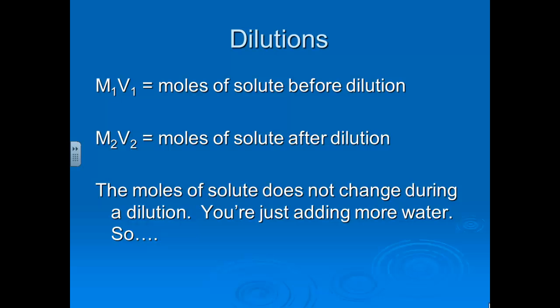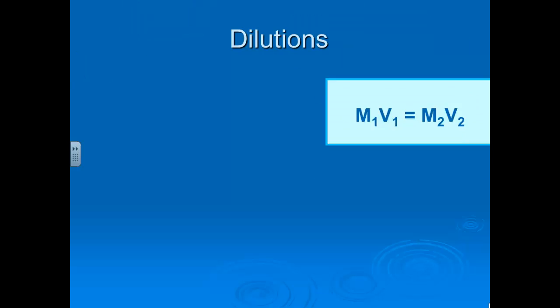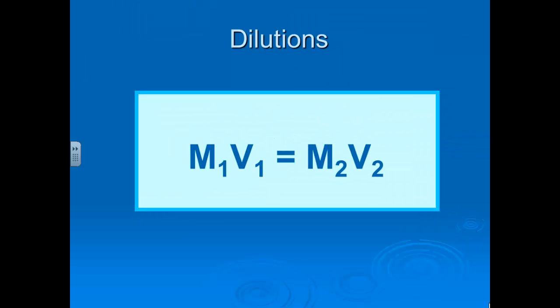The moles of solute does not change during a dilution. You're just adding more water. Moles before equals moles after. So our dilution equation looks like this: M1V1 equals M2V2. Very similar to some of the gas laws that we had with the before case and the after case. So we have a couple of examples to do.